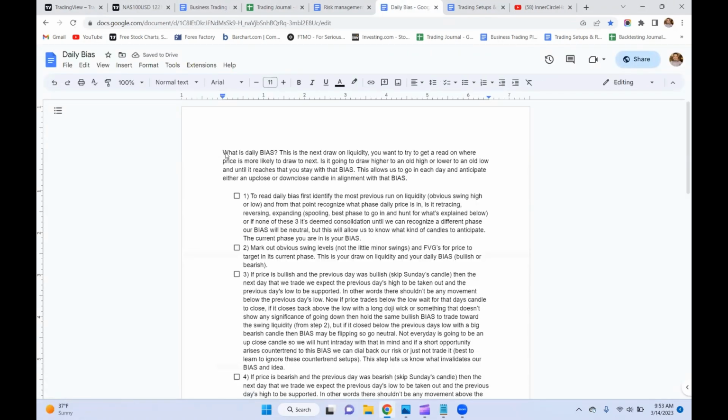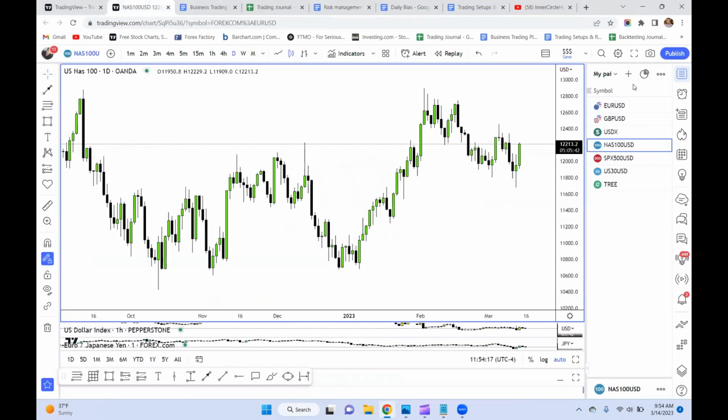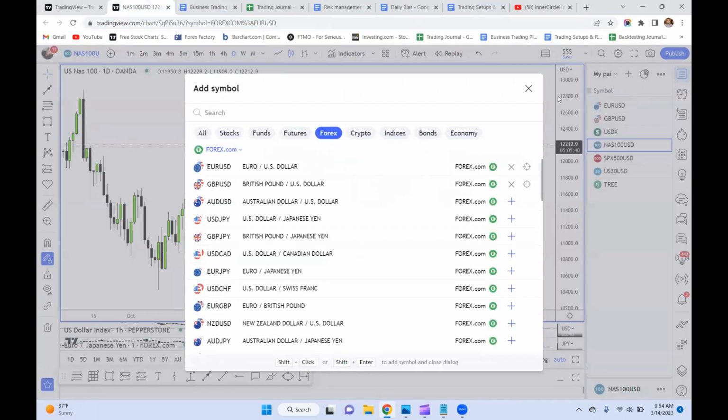This is the next draw on liquidity. You want to try to get a read on where price is more likely to draw to next. Is it going to draw higher to an old high or lower to an old low? And until it reaches that, you stay with that bias. This allows us to go in each day and anticipate either an up close or a down close candle in alignment with that bias.